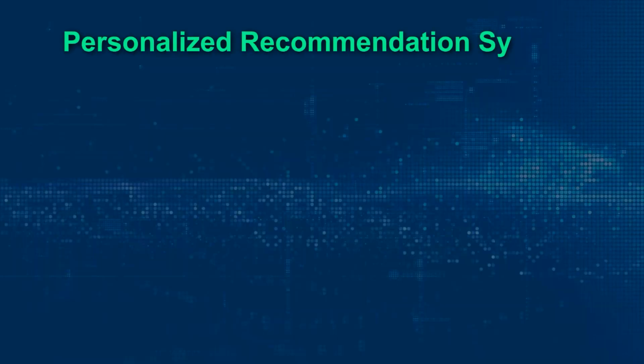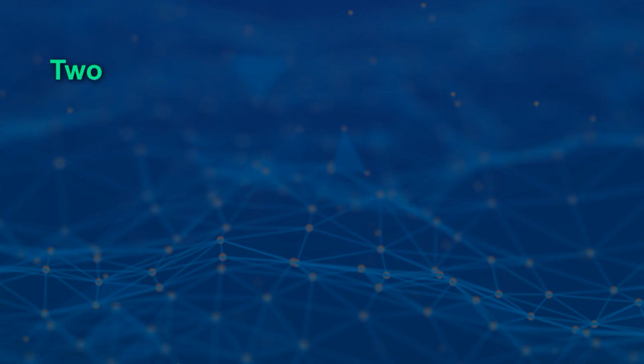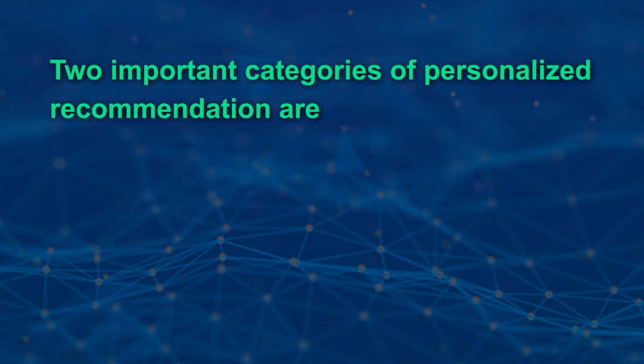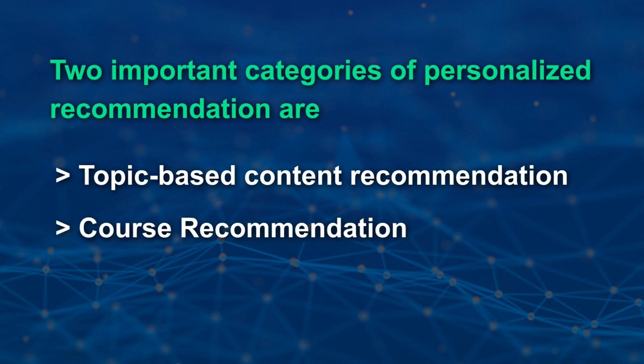Basic idea of personalized recommendation is expressed in this figure. A user profile is created by extracting the features of the contents used in past by a user. This user profile is matched with the profile of the contents created on the basis of their feature values. Then the contents with similar feature values are recommended to the user. Two important categories of personalized recommendation are topic-based content recommendation and course recommendation.